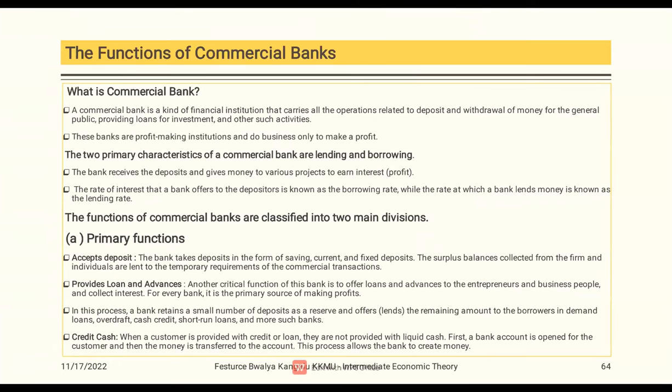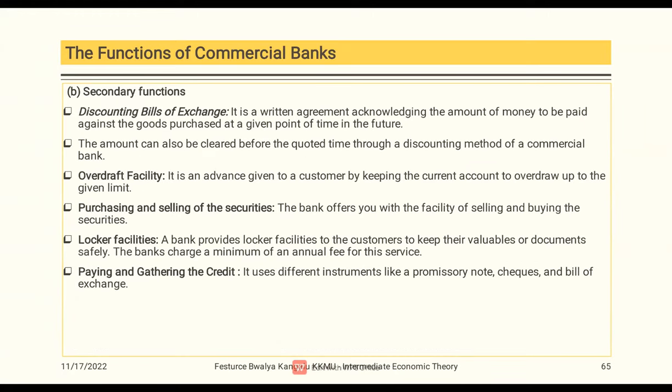Commercial banks have a lot of functions, and these functions are categorized into primary and secondary. The primary functions are the following. Number one, they accept deposits. That's their duty, to accept deposits. Those commercial banks, like FNB. They provide loans and advances. That's the duty of the commercial bank. It's not the duty of the central bank, the Bank of Zambia, to give loans and advances to people. The central bank cannot trade directly with the citizens. Instead, it trades with the commercial banks. You are following, right? Yes, I am.